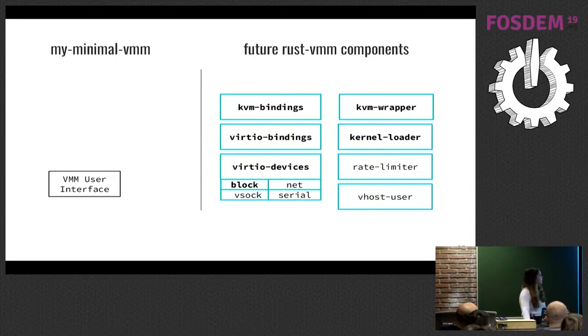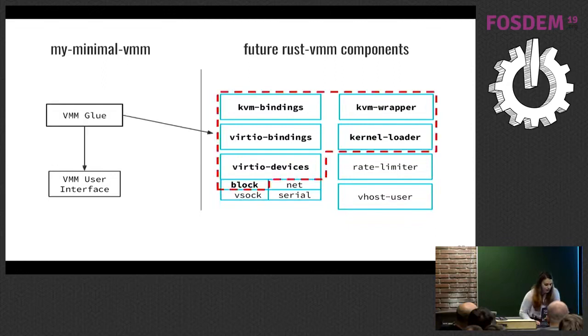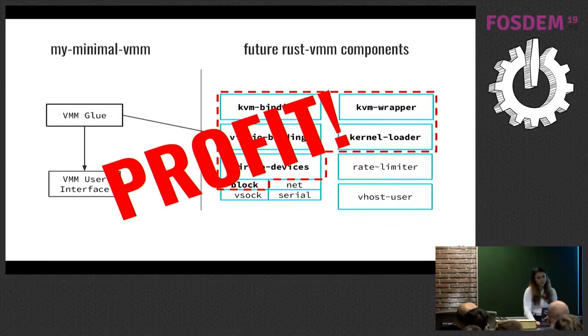And because these components are actually independent in some way, we can't just dump them into our VMM and everything works. We will also have to add a VMM glue that is basically responsible for interacting with the VMMs and also making the connection to the VMM user interface, so people can actually start VMs with our minimal VMM. Now, there is only one thing to do. We have to profit.